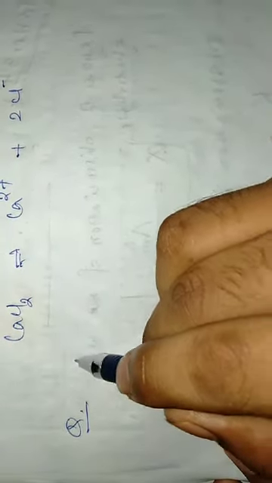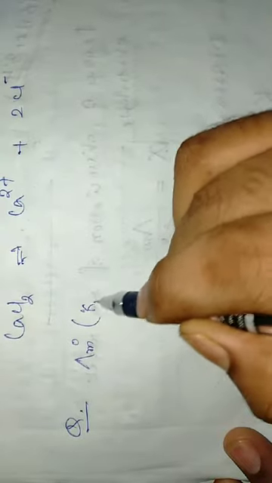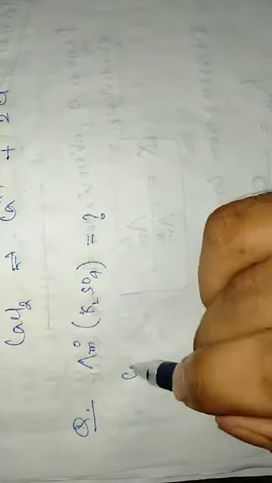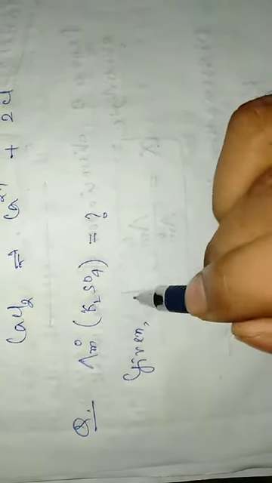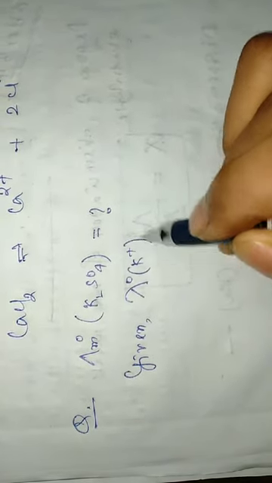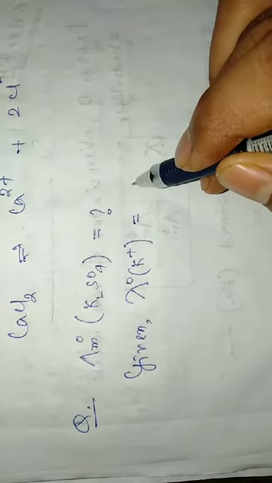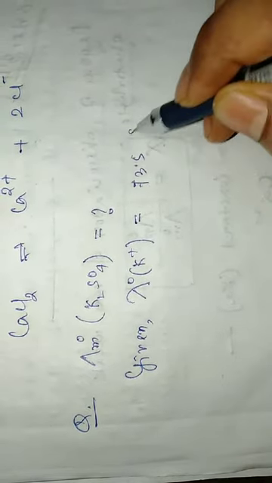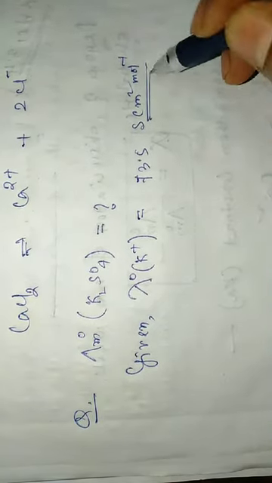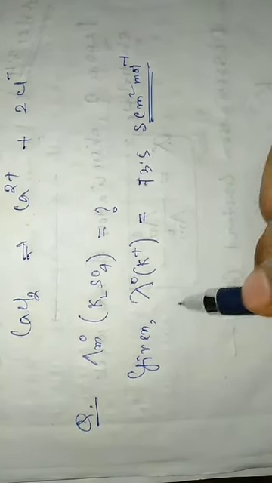So let us consider the equation. Let us calculate the limiting molar conductivity for potassium sulfate. Potassium sulfate का limiting molar conductivity find out करना है. So limiting molar conductivity for potassium sulfate find out करने के लिए, the limiting molar conductivity for potassium ion is given as 73.5 Siemens centimeter square per mole. Siemens centimeter square per mole is the unit of molar conductivity.